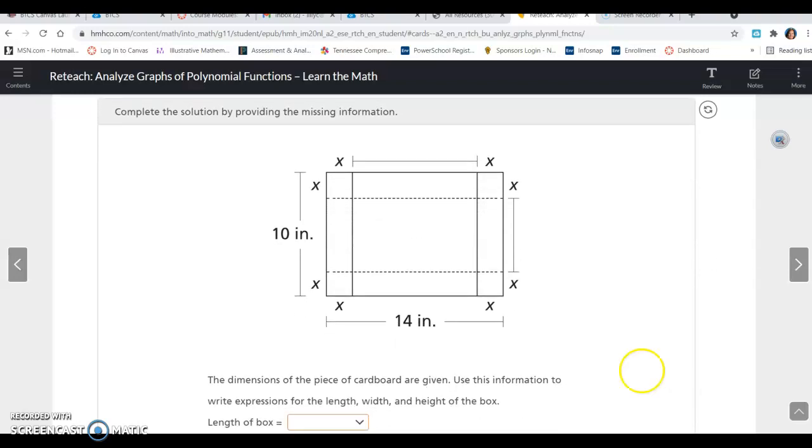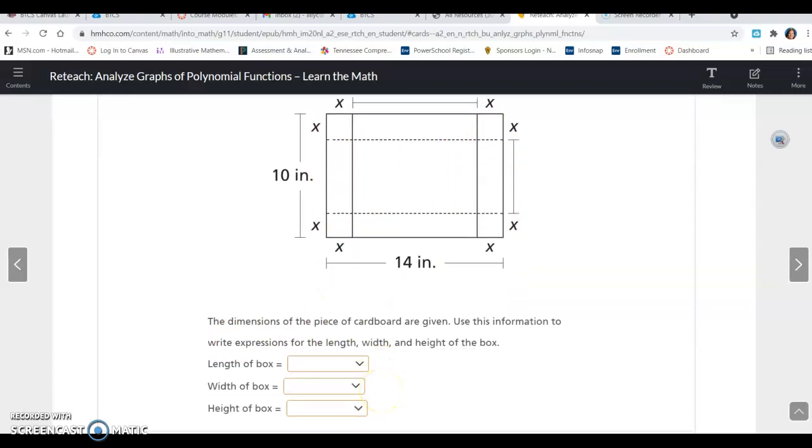All right, so you can see that these are dotted lines here, but if you cut that, these are going to fold up. So this inside part here is going to be the bottom of the box, and then these will create the sides of the box. All right, so it says the dimensions of the piece of cardboard are given. Use the information to write expressions for the length, width, and height.